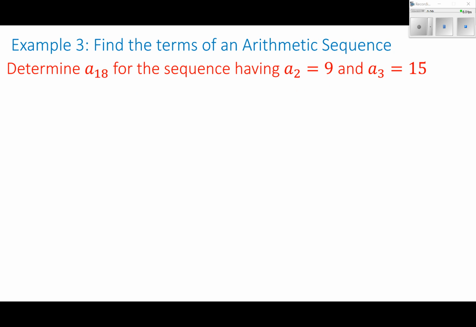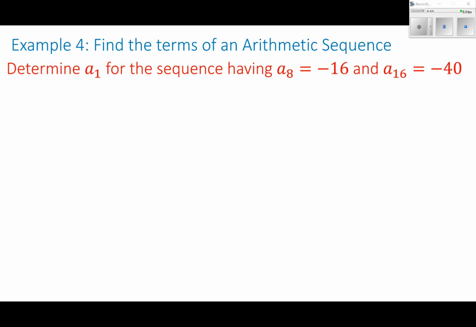Same sequence. Now, if I wanted to find that 18th term, well, I know a sub n is going to be 6n minus 3 from that last slide. So a sub 18 is going to be 6 times 18 minus 3. So this ends up being 105. So the 18th term of this, just given two values, I can still find that 18th term to be 105.